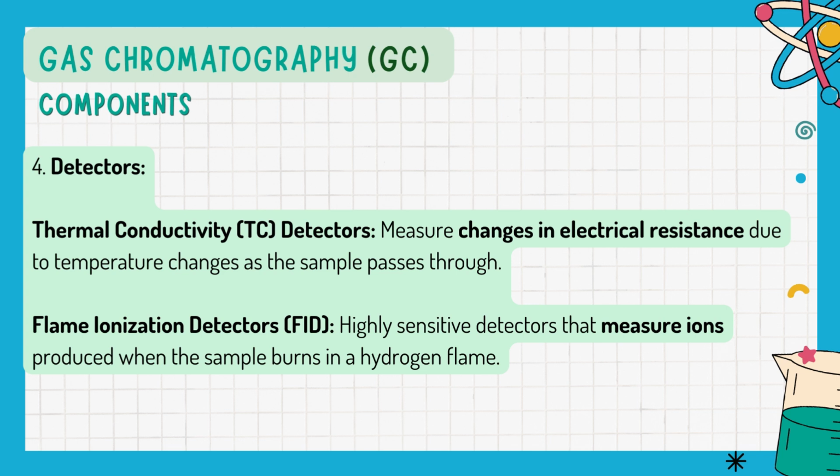So we also have the detectors, two types of detectors for GC. So thermal conductivity detectors, they measure changes in electrical resistance due to changes in temperature as the sample passes through. And we also have FID or flame ionization detectors. These detectors offer high sensitivity. They can measure ions produced when the sample burns in a hydrogen flame.